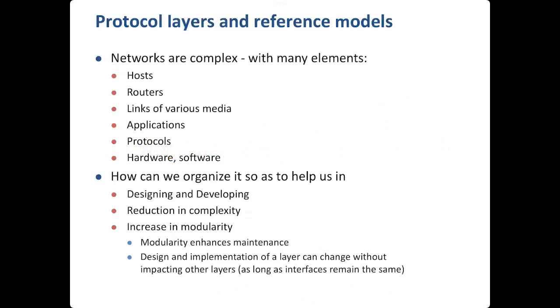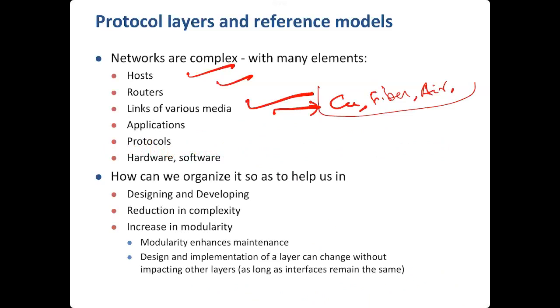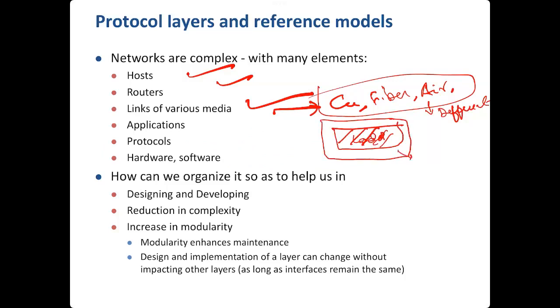Of course, networks are complex. They have hosts, routers, links of various types. It could be copper, it could be fiber, it could be air, whatever. And correspondingly, protocols at the link layer will be different. For example, when your laddu packet, this is actually the content, goes over a cycle, the guy will put it in a jhola, a small paper bag or cloth bag.